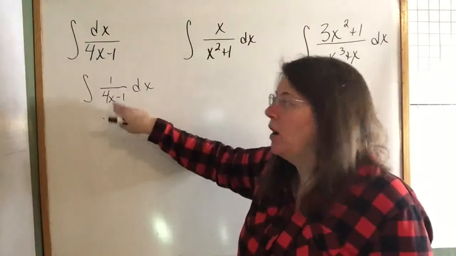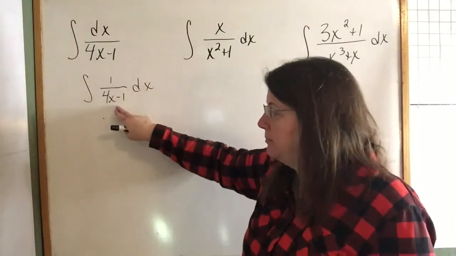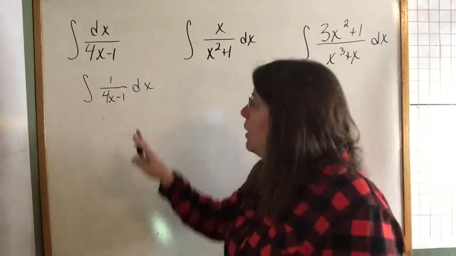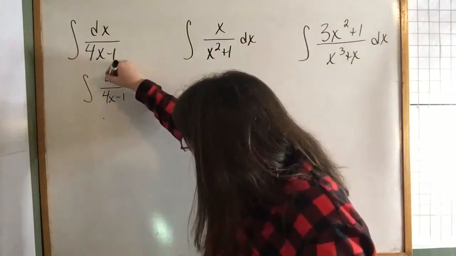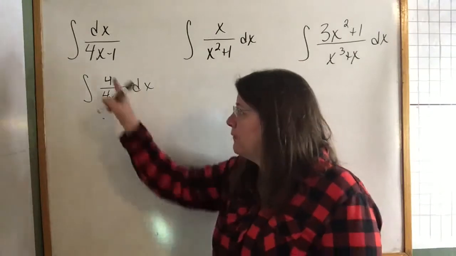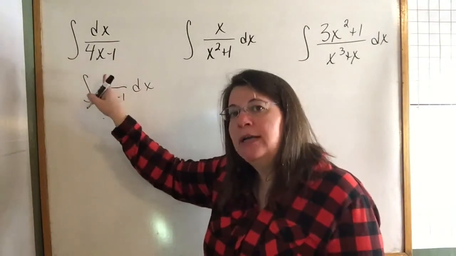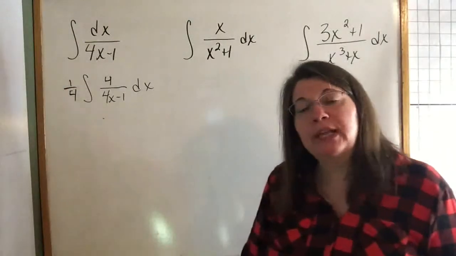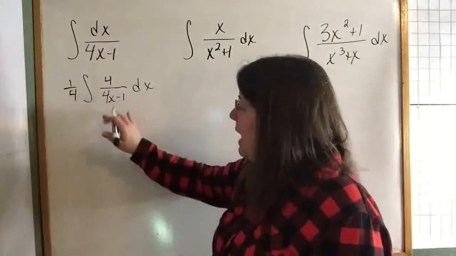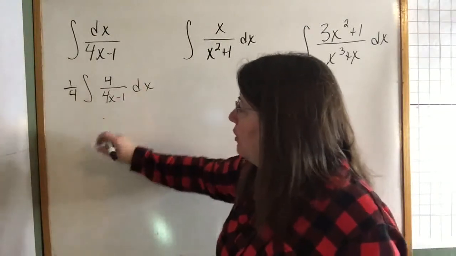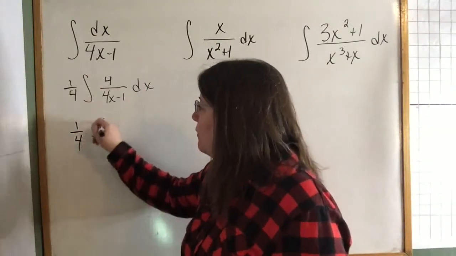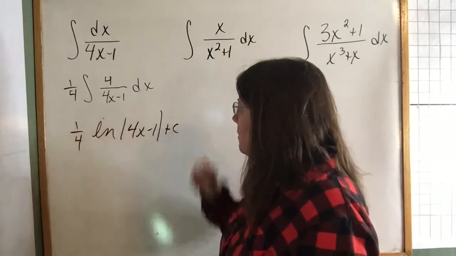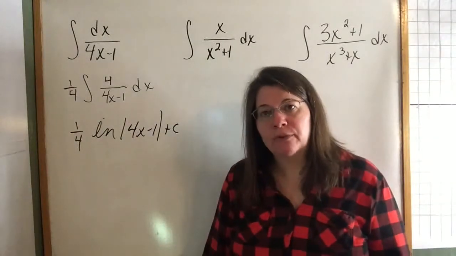But if I want this to be the derivative of the bottom, if you think about what the derivative of the bottom is, that would be a 4. So the top needs a 4. If I multiply 1 by 4, I get 4. And if I've multiplied by 4, then on the outside, I still have to offset that with a 1/4, so that I've really only multiplied by 1. So now I have the derivative over the original. That is a natural log situation. So I've got 1/4 natural log of the absolute value of 4x minus 1 plus c. And that's my final answer.